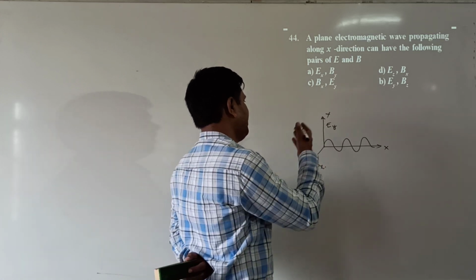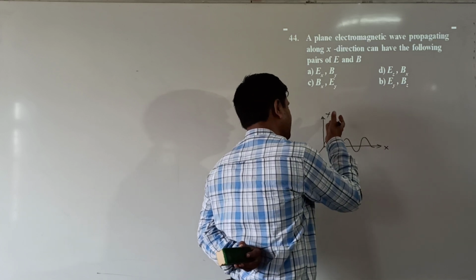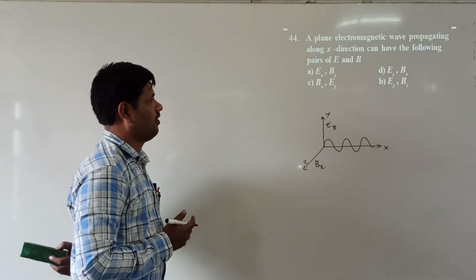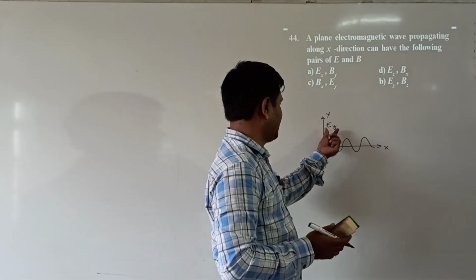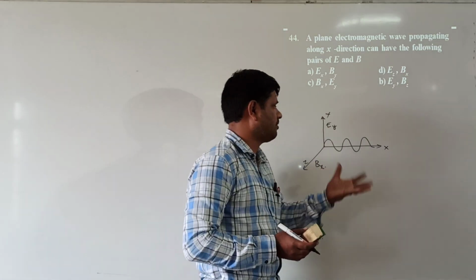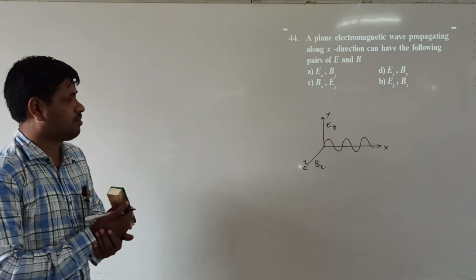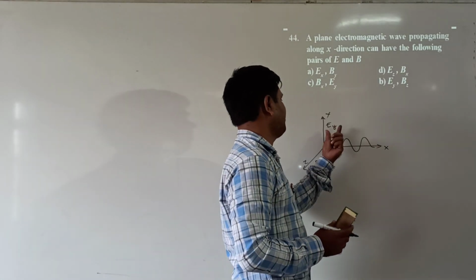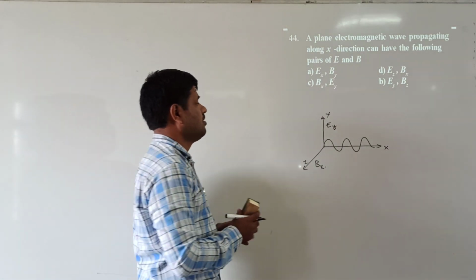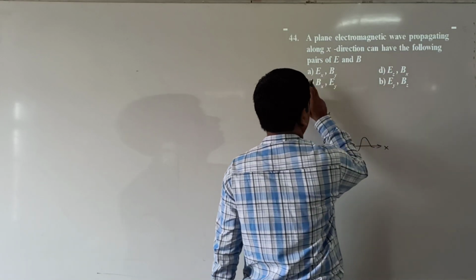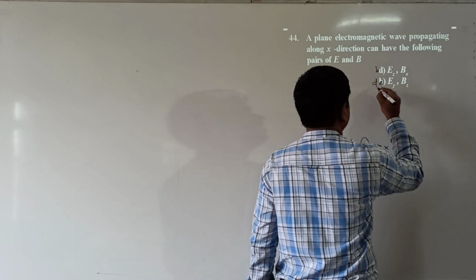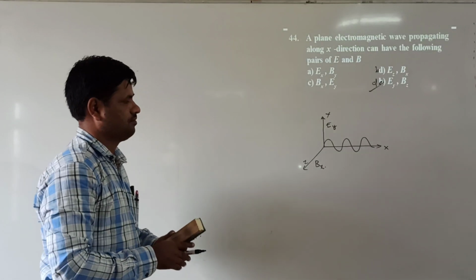Or you can take magnetic field along the y direction and electric field along the z direction also. What is the option? That is not available. So that's the reason we are taking here electric field along the y direction, magnetic field along the z direction. What is the concept here? The plane electromagnetic wave is propagating along the x direction. Electric field and magnetic fields are acting along the y and z directions. They are perpendicular to it. So which option is correct here? This is A, this is B, this is C, this is D. Here B is not there, this is D. So D option is correct.